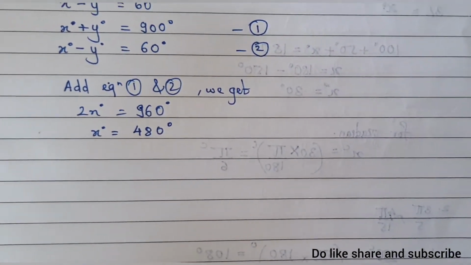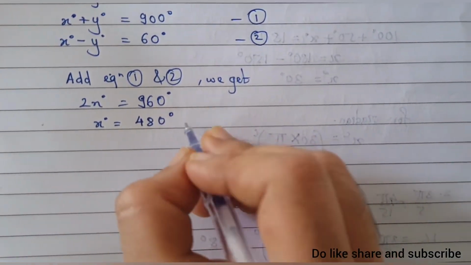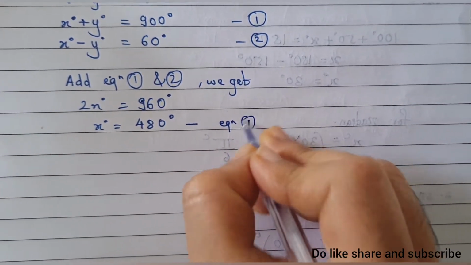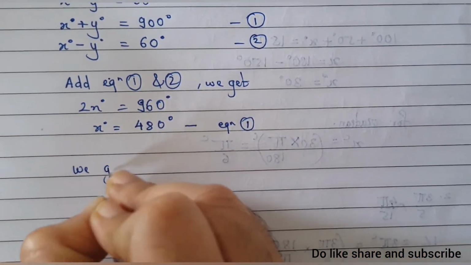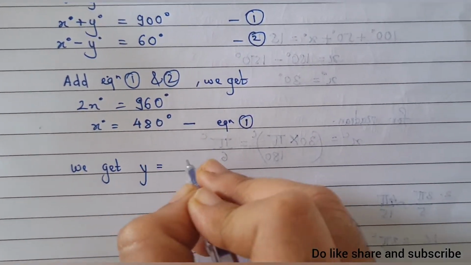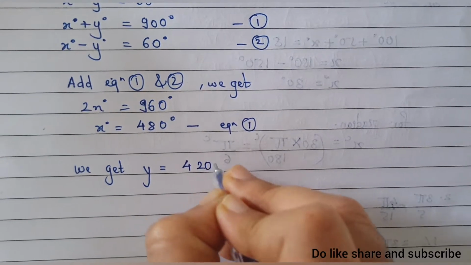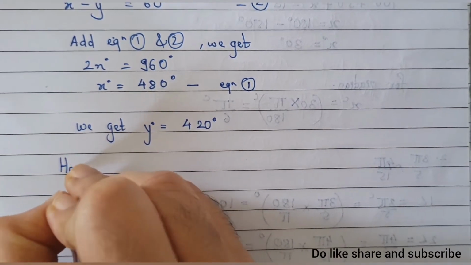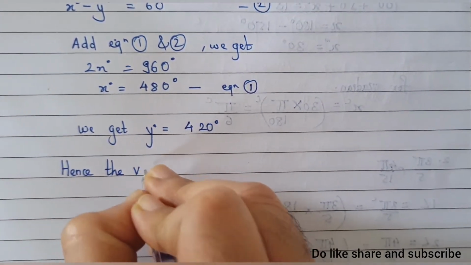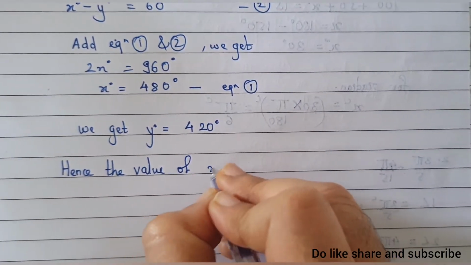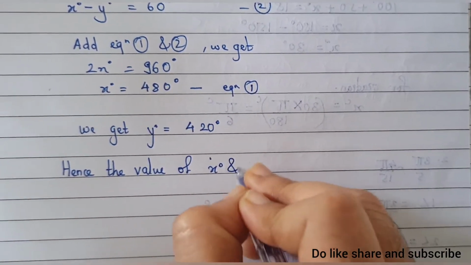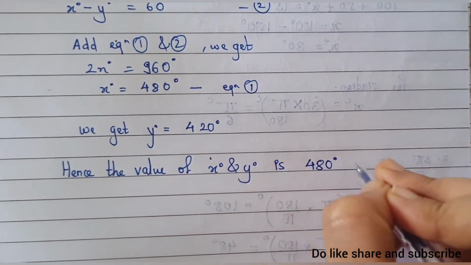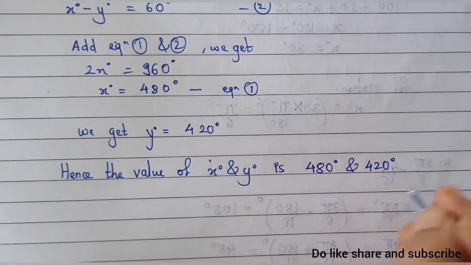Now further, put the value of x degrees in equation 1, we get y is equal to 420 degrees. Hence the values of x degrees and y degrees are 480 degrees and 420 degrees respectively.